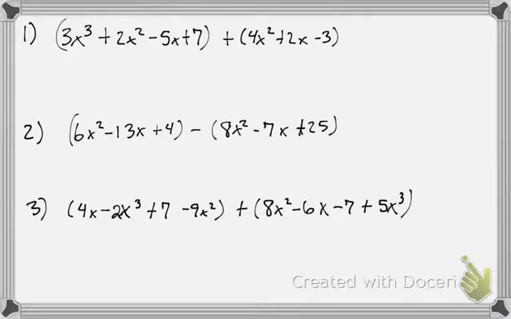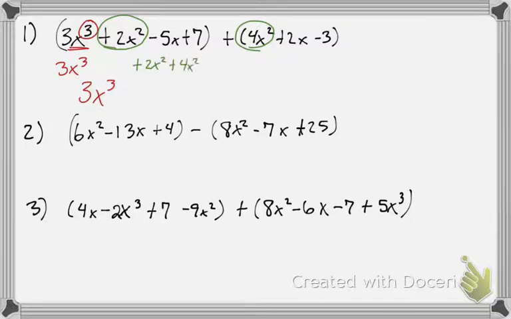I'm going to start with what would end up being the degree of my answer. I see that the largest exponent in this whole problem is a 3. So I've got my 3x cubed. I'm not adding anything to that, so there's the start of my answer. Now after x to the 3rd power, I'm going to look for x to the 2nd power. I've got a plus 2x squared and a positive 4x squared. So 2x squared plus 4x squared, 2 plus 4 is 6x squared.